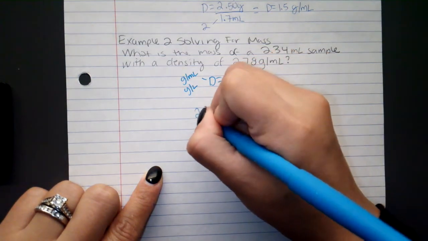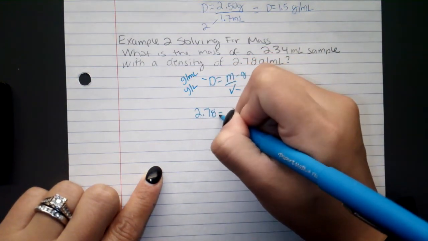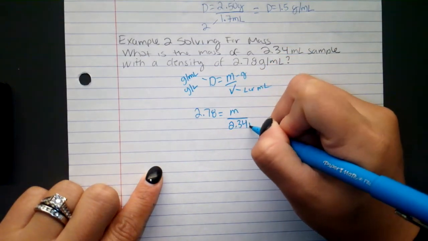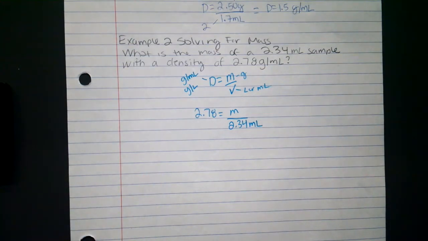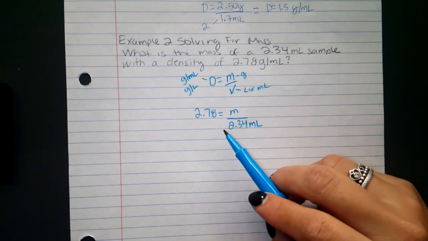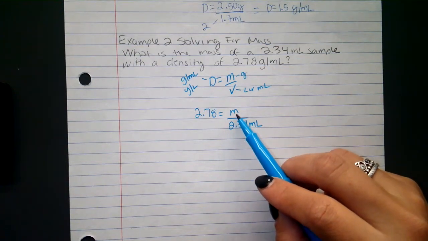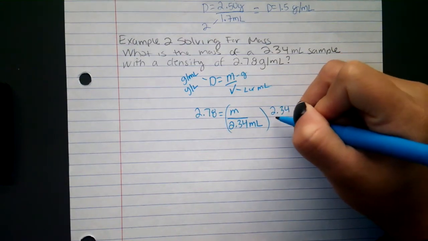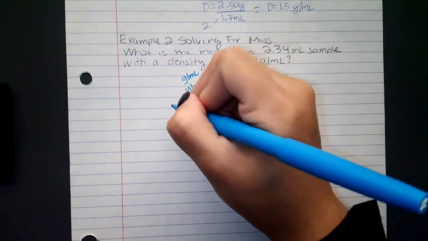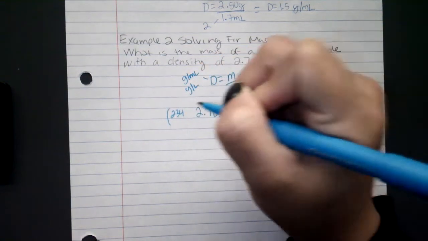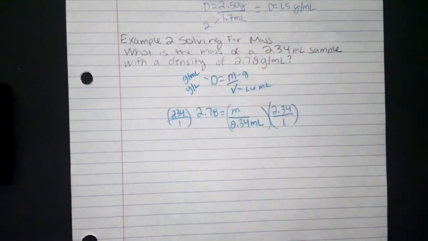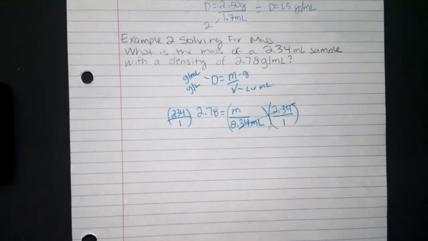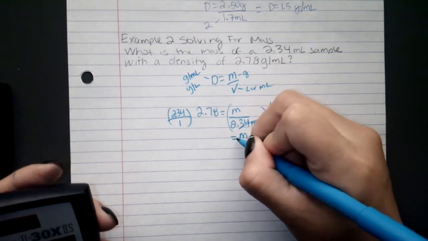So they're giving us our density, mass was not given, volume is 2.34 milliliters, and they're telling us to solve for mass. So what we can do here is we want m by itself, right? So we have to multiply both sides by 2.34 over 1, like so. All right? This crosses out automatically, and that leaves us with mass by itself.